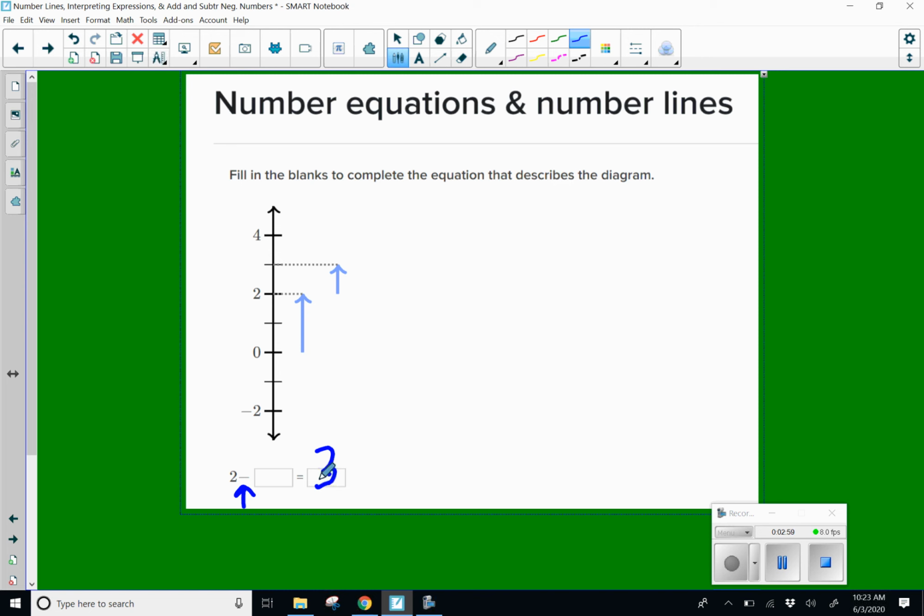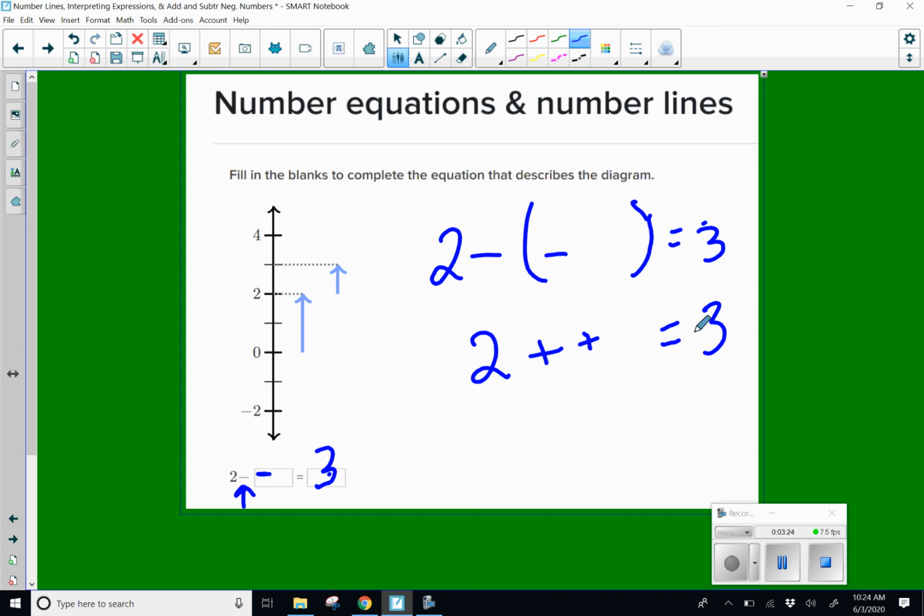And the only way to do that is using that keep change that we've been doing. So in order to make this an addition problem, that means that this second number has to be a negative. Because I can see if I have 2 minus a negative, whatever it is, to equal 3, when I do that keep change, that's going to turn that negative into a positive. And 2 plus what positive number gives me a 3? Well, clearly it's going to be 1.